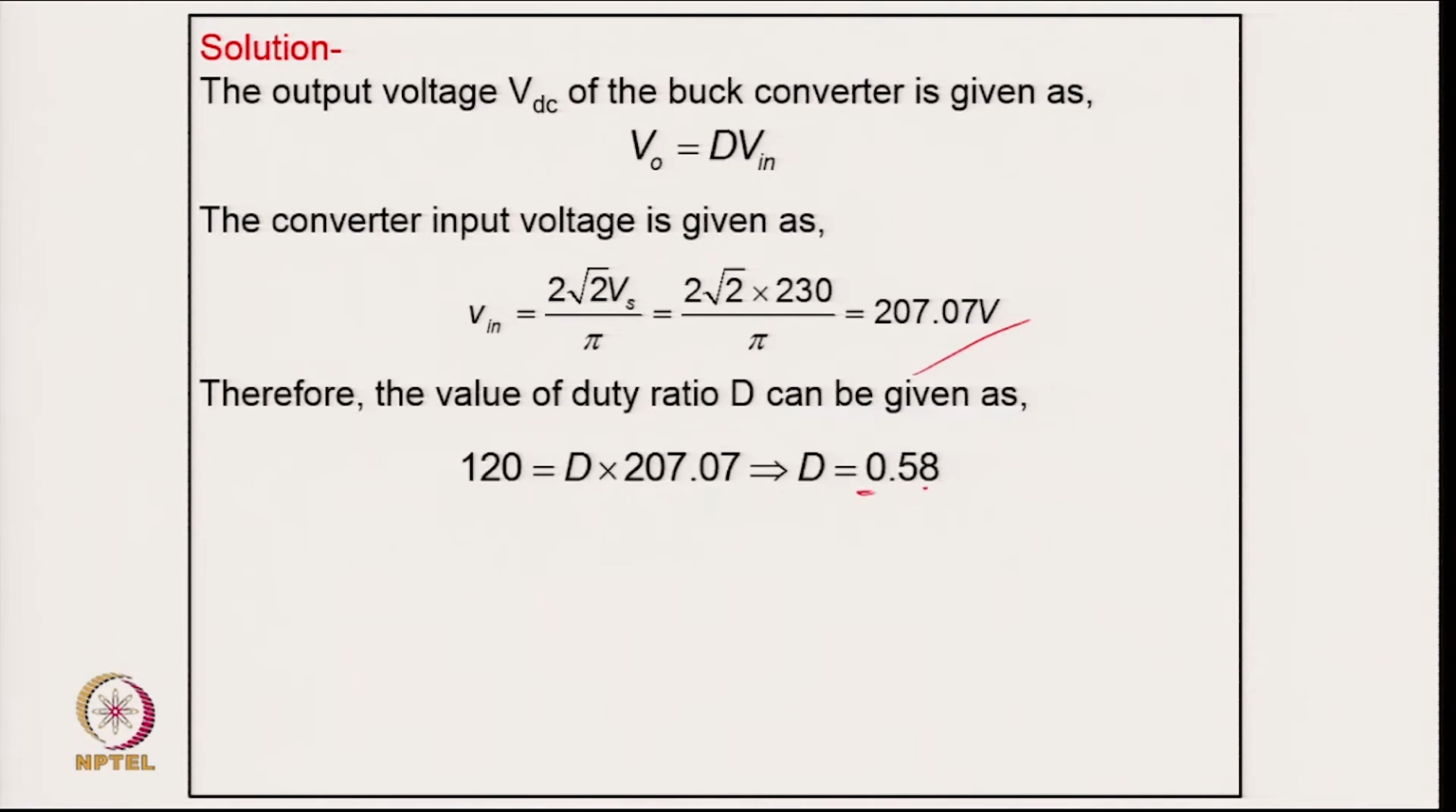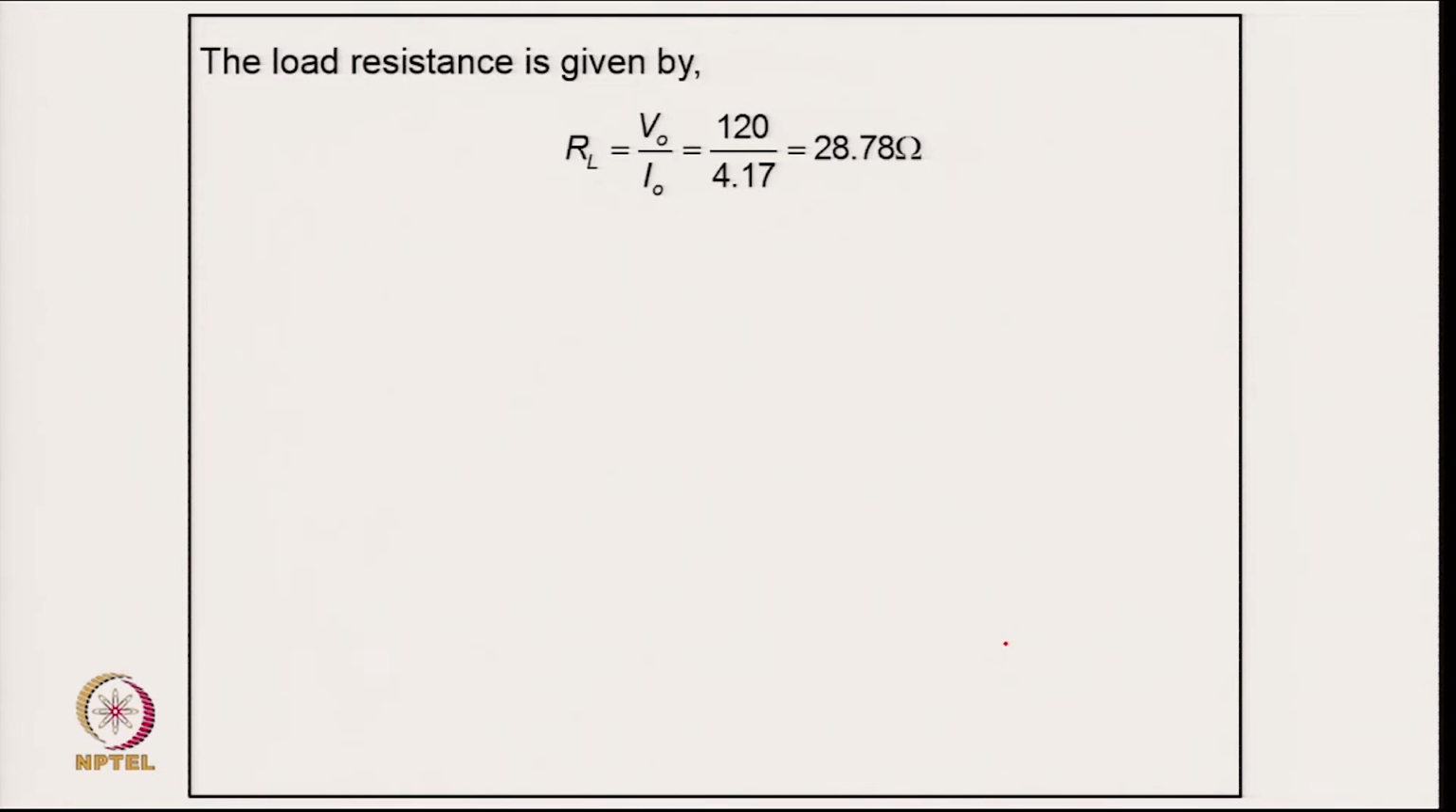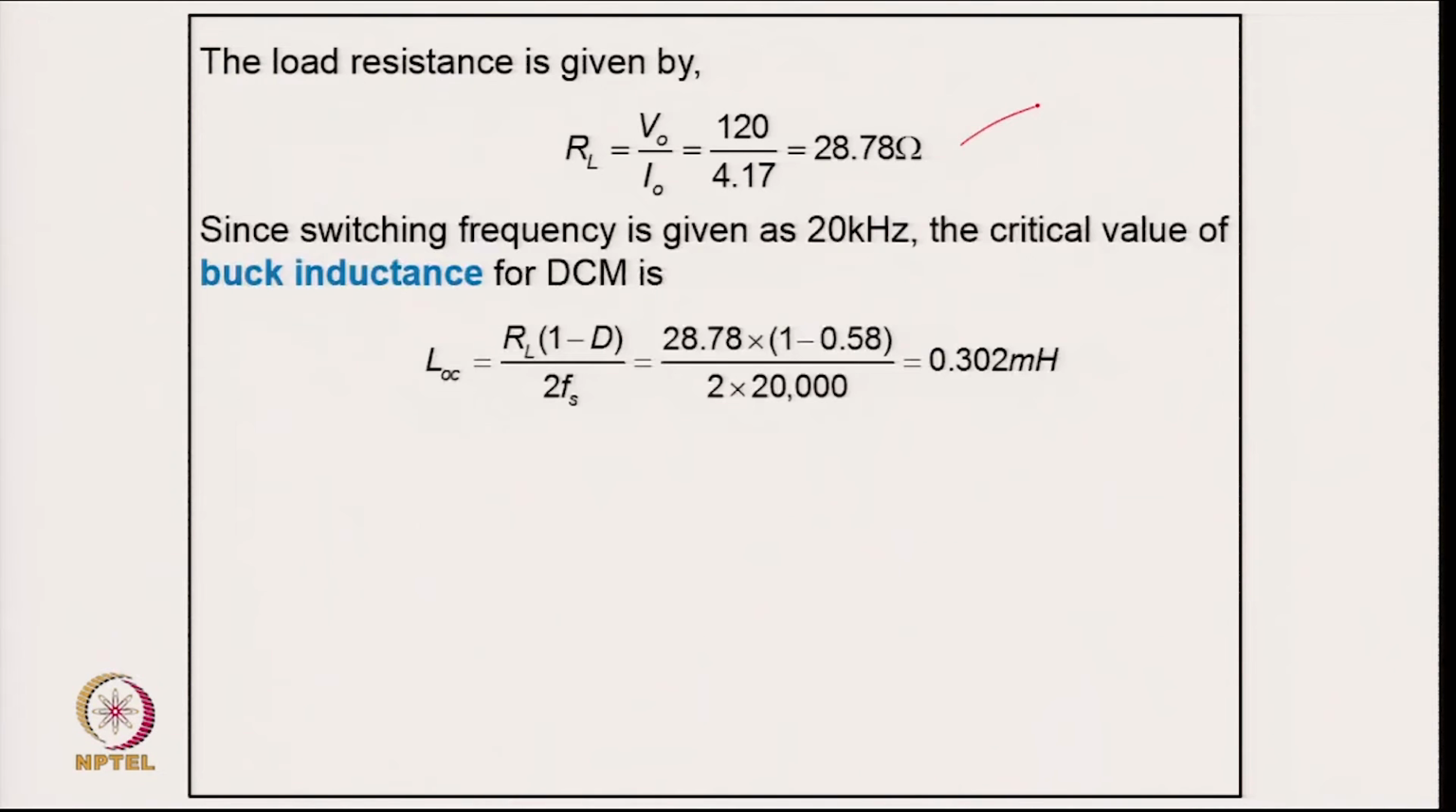So, we can do a duty cycle calculation for the given output voltage of 120 volt, and from output voltage and power we get the output average current. Then we can get the equivalent load current from this relation, and corresponding to 20 kilohertz we are able to get the critical inductance for the buck converter. That is the typical value of 302 millihenry.